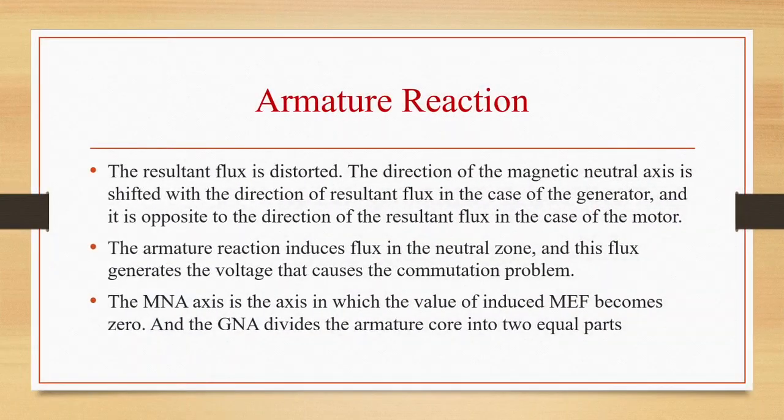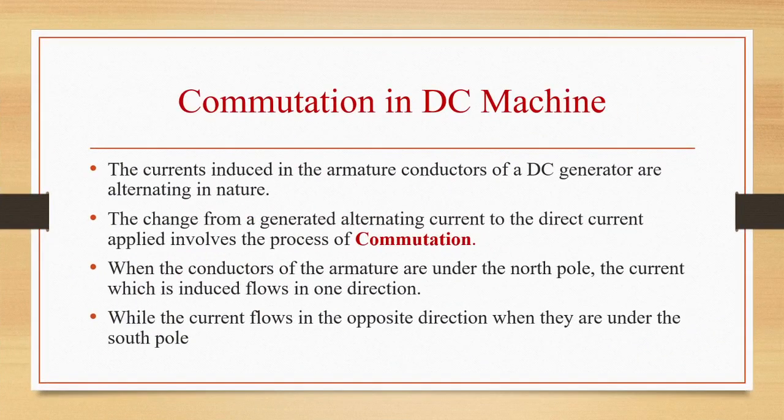Resultant flux will be distorted and the magnetic neutral axis is shifted in the direction of resultant flux in the case of a generator, and opposite to the direction of resultant flux in the case of a motor. Armature reaction induces flux in the neutral zone, and this flux generates voltage that causes the commutation problem. MNA is the axis in which the value of induced EMF becomes 0, and GNA divides the armature core into two equal parts. Let us see now commutation in DC machine.